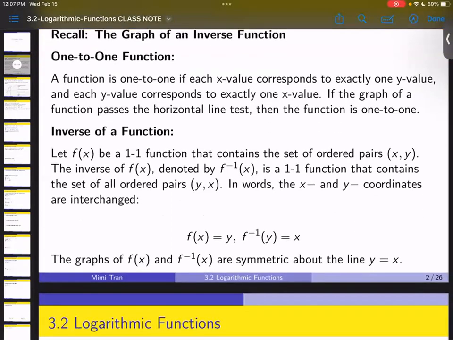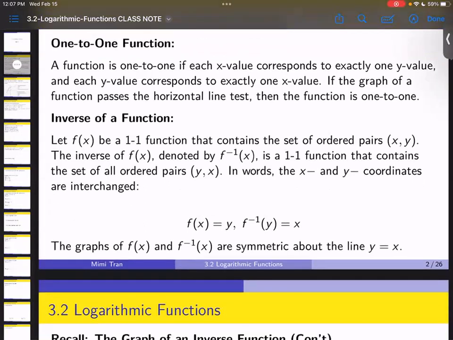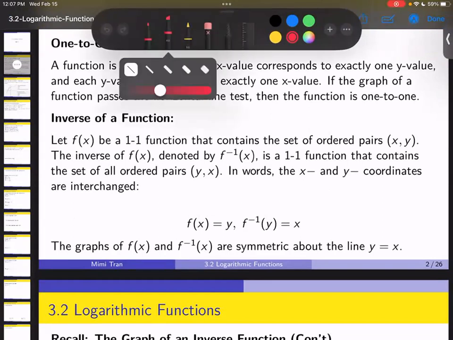If the function is one-to-one, then you say it has an inverse, and vice versa. If they say the function has an inverse, it's going to be one-to-one. Those always go together. One-to-one function, sometimes I just write 1-1, meaning one-to-one.